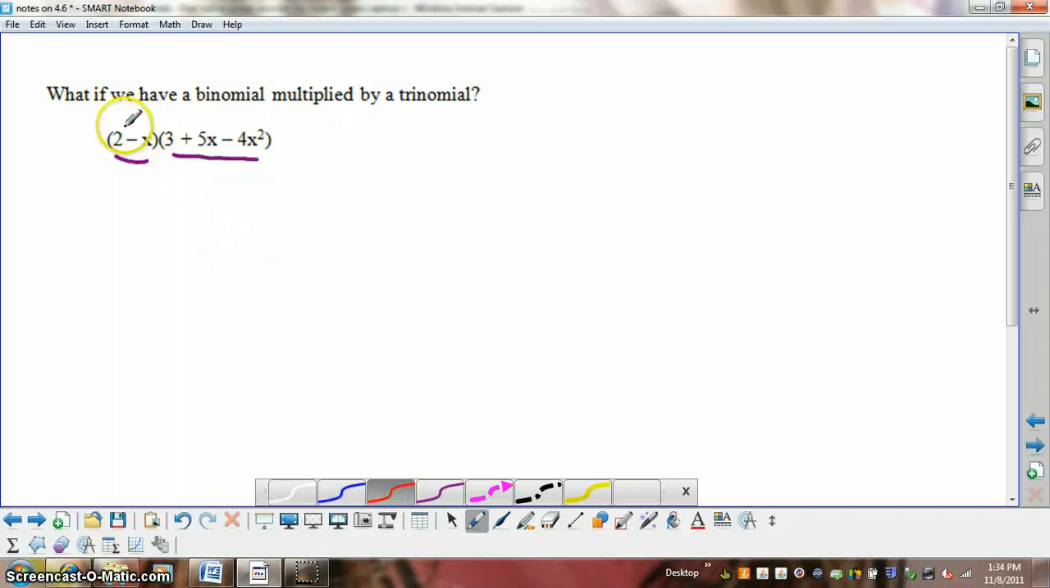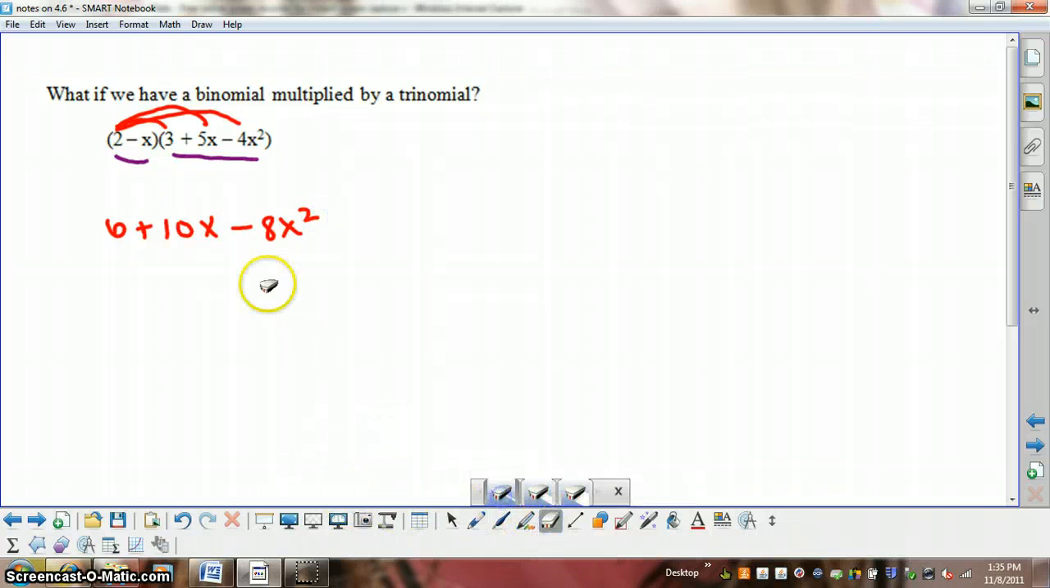So what we need to do here is just make sure we multiply the 2 times each term in the second set of parentheses. So 2 times 3 gives us 6, and then 2 times 5x gives us 10x, and then 2 times a negative 4x squared gives us negative 8x squared. So I multiplied the 2 times each term in the second set of parentheses.